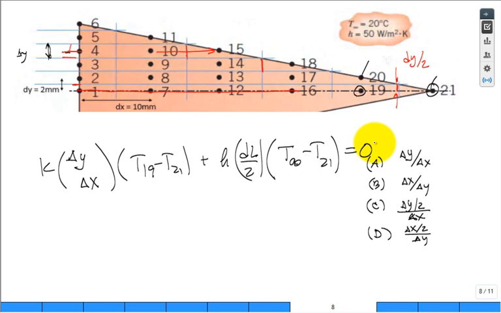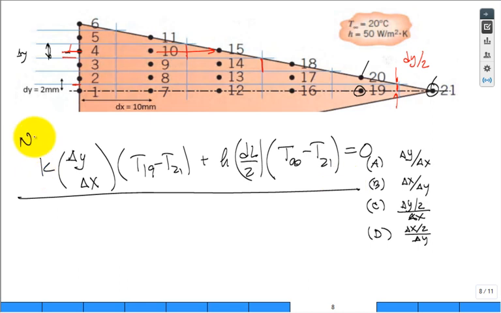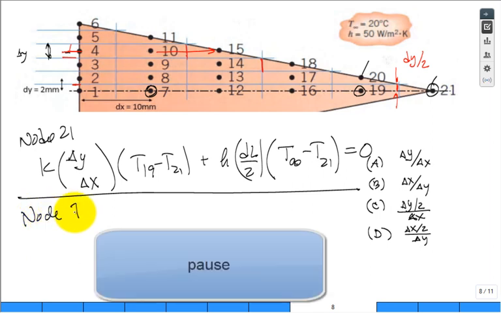Now, there's only, let's do one more. Let's do node 7. Do you want to do node 7? We can do it right here on this page. So this was the node 21. Do it for node 7. An energy balance for node 7.